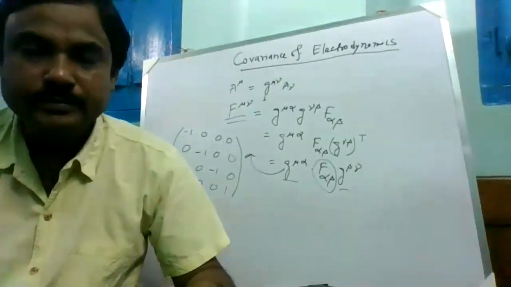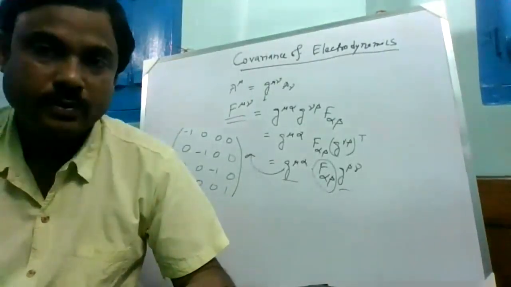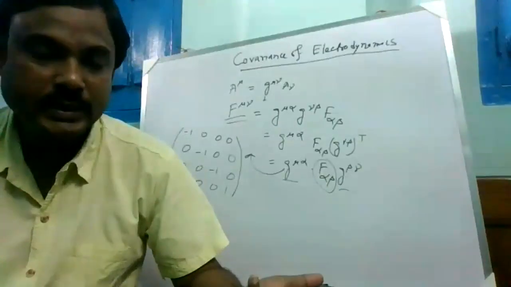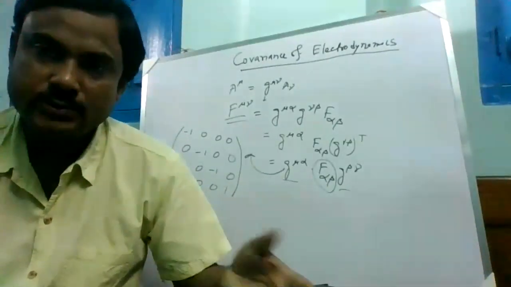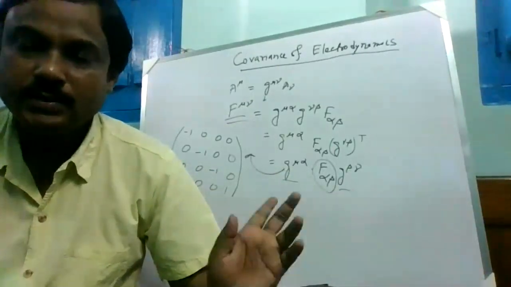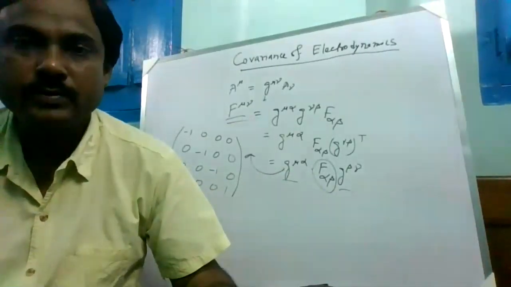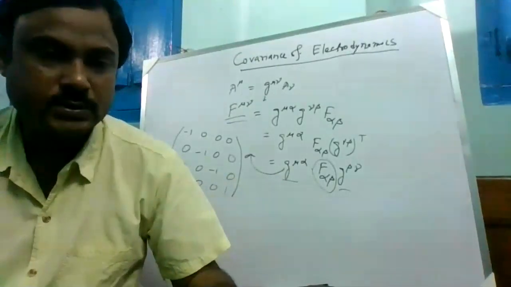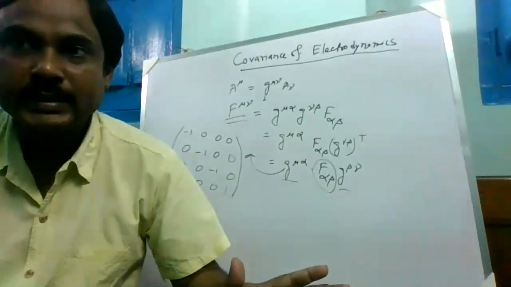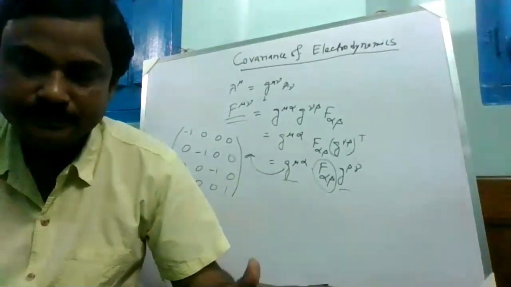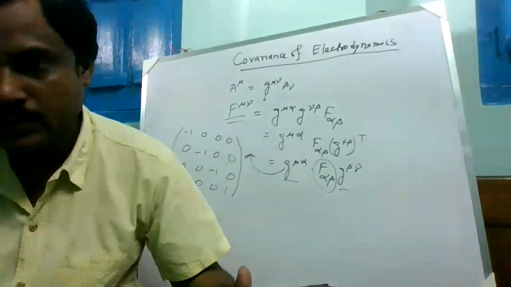Our next aim, you can guess what the next aim will be. Our next aim is to express the Maxwell's equations in 4-vector form. You know, there are 4 Maxwell's equations. Let us see how we can express these equations in tensorial form.